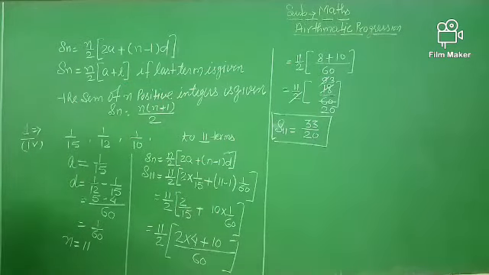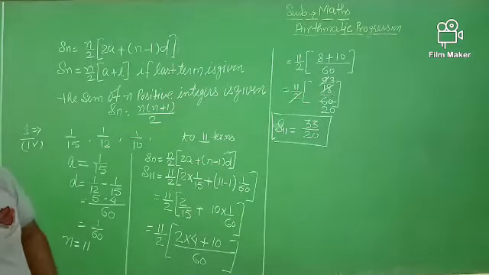So you apply this formula, you find the sum of any given terms. If a, n and d are given, then you apply this formula and find the sum of any given terms. Okay, all of you understood?